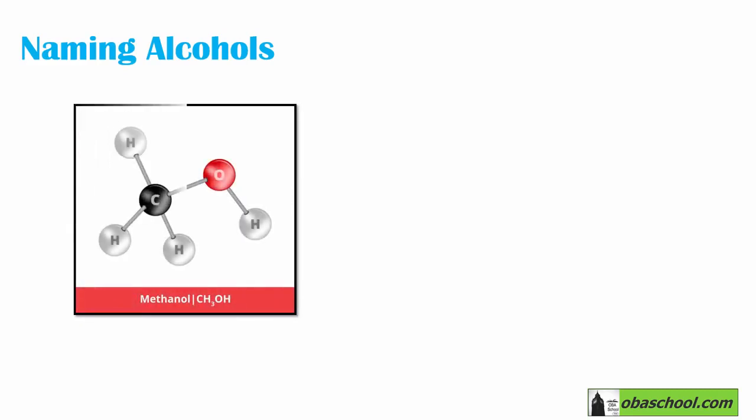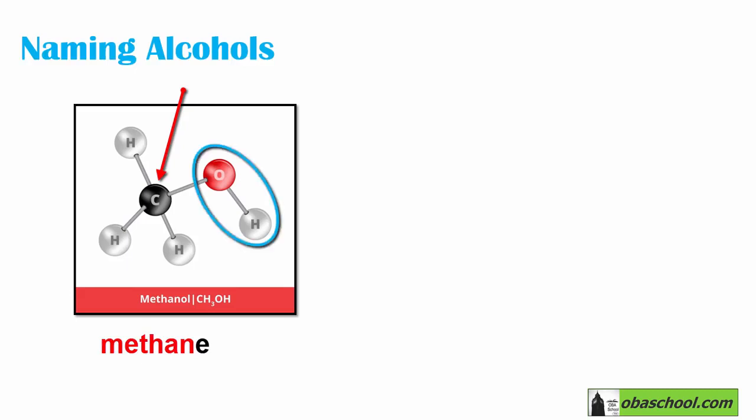Let's start with the simplest alcohol, which is methanol. So first of all, we have to find the number of carbon atoms in the main chain. In this case, we have one carbon atom. So the name of the alkane will be methane. And because we have an OH group, we will drop the E and add the suffix -ol. So this is methanol.